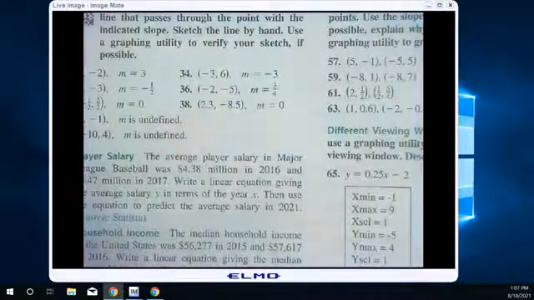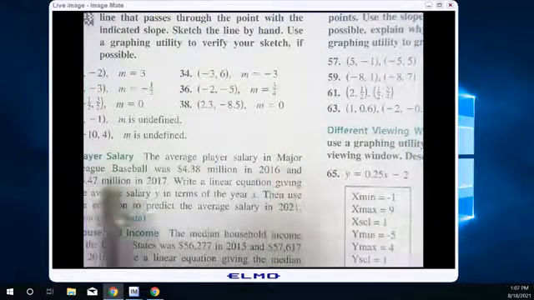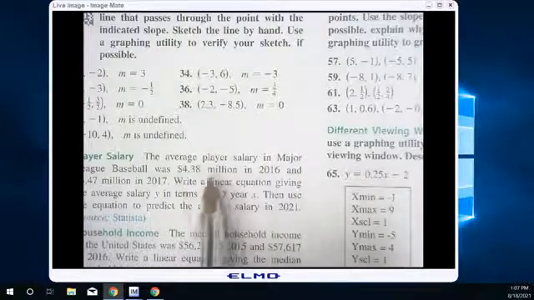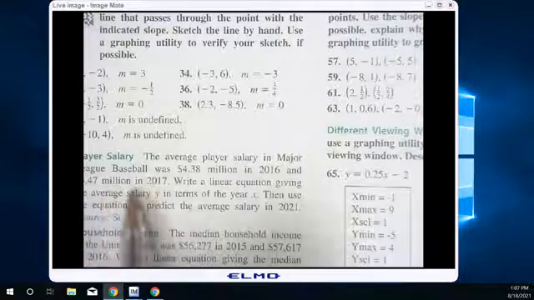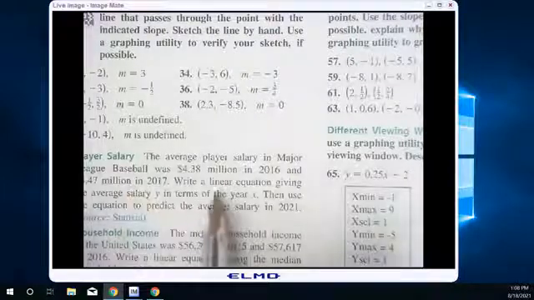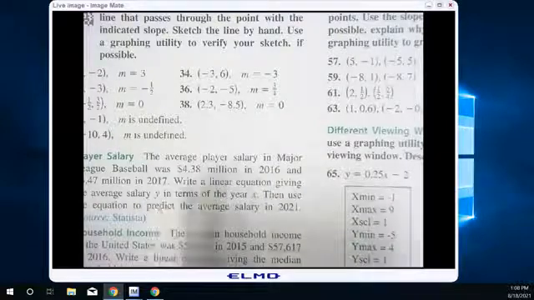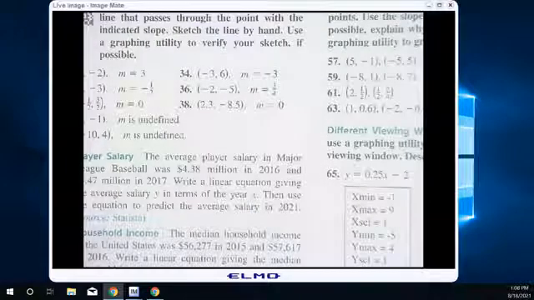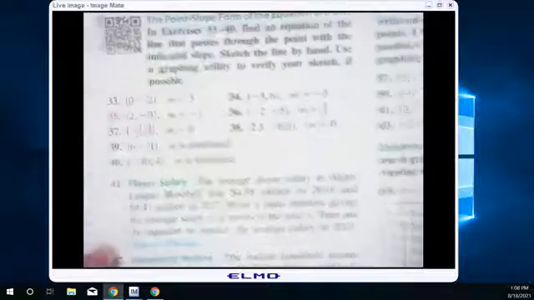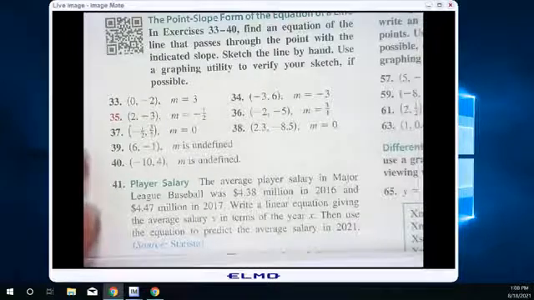All right. So here we go. 41. The average player salary in Major League Baseball was $4.38 million in 2016, 4.47 million in 2017. Write a linear equation giving the average salary Y in terms of the year X. When you are writing an equation and you have 2 points given, how do you write the equation? What are your 2 points?